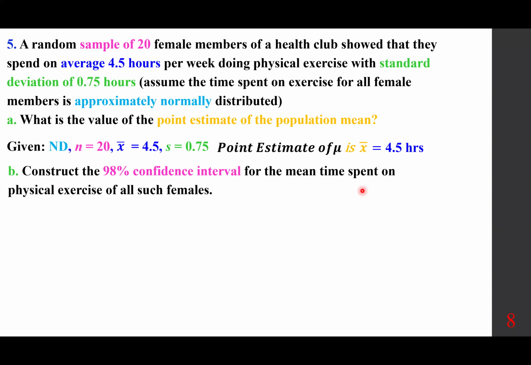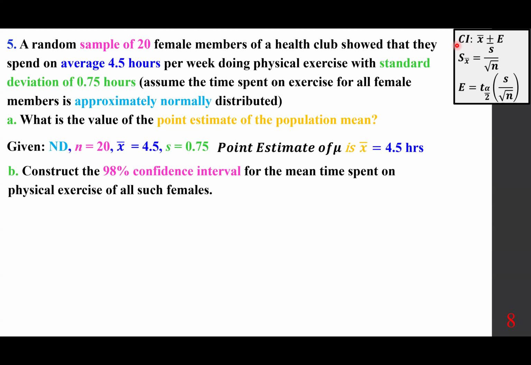Construct a 98% confidence interval for the mean time spent on physical exercise of all such females. Reminding you the formula, confidence interval, CI, is X bar plus minus E. And because sigma is missing, E is T alpha over 2 times S over square root of N. So when we look at this formula, we have X bar, and we need to calculate E, which is S over square root of N multiplied by T, and the 98% confidence level will help us find it as follows.